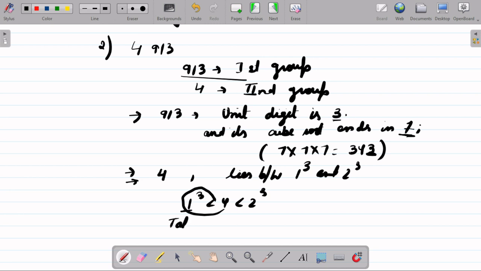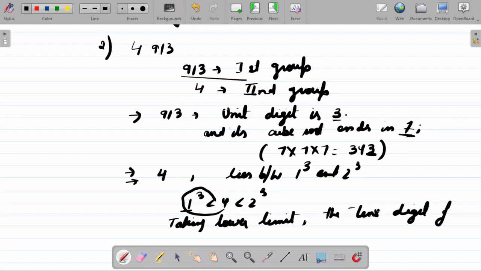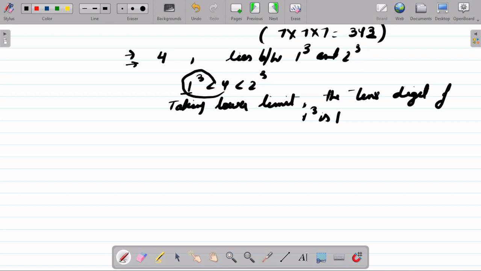So taking the lower limit, the tens digit of 1 cube is 1. So the number will be the cube root of 70.